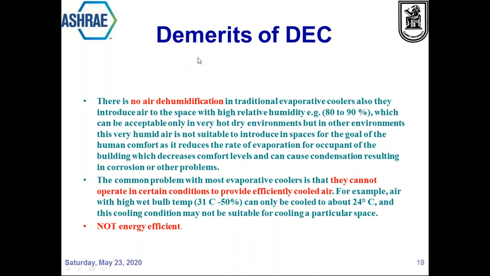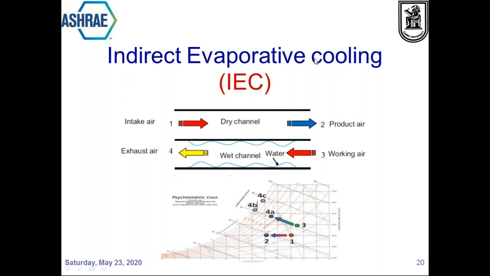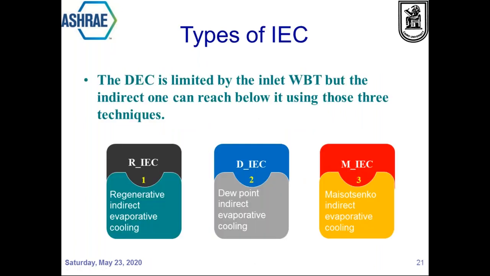So we have some disadvantages of direct evaporative cooling, and it is not energy efficient alone. So we think about indirect evaporative cooling, where we have a surface in between, so the streams are not directly connected to each other. Our air comes in and is subjected to heat transfer, and the other stream transfers heat to air. For indirect evaporative cooling, we can have what we call regenerative dew point and also Maisotsenko indirect.